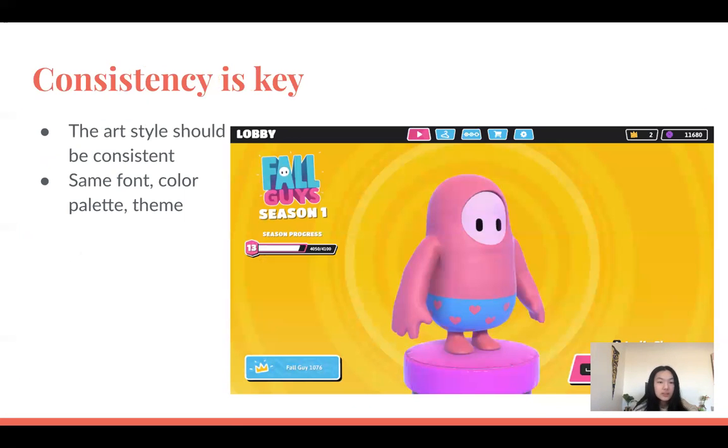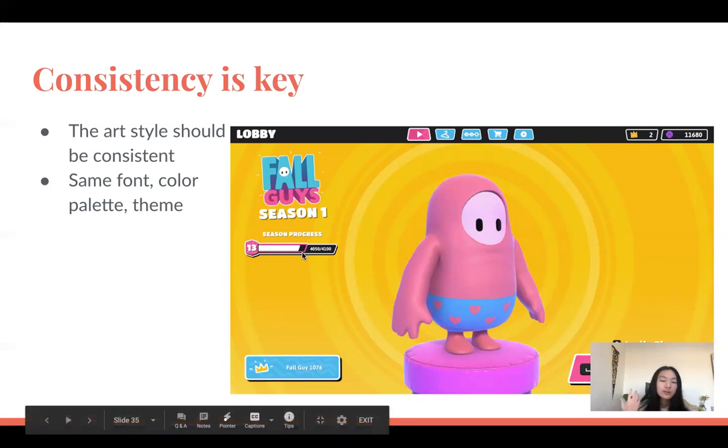And consistency is key. The art style should be consistent in your game. So you want to have the same font, the same color palettes, and themes. So Fall Guys does this. As you can see, the buttons and icons up here share the same colors as the other elements in the game. And overall, this makes it much more pleasant to look at than having a whole bunch of random different colors.